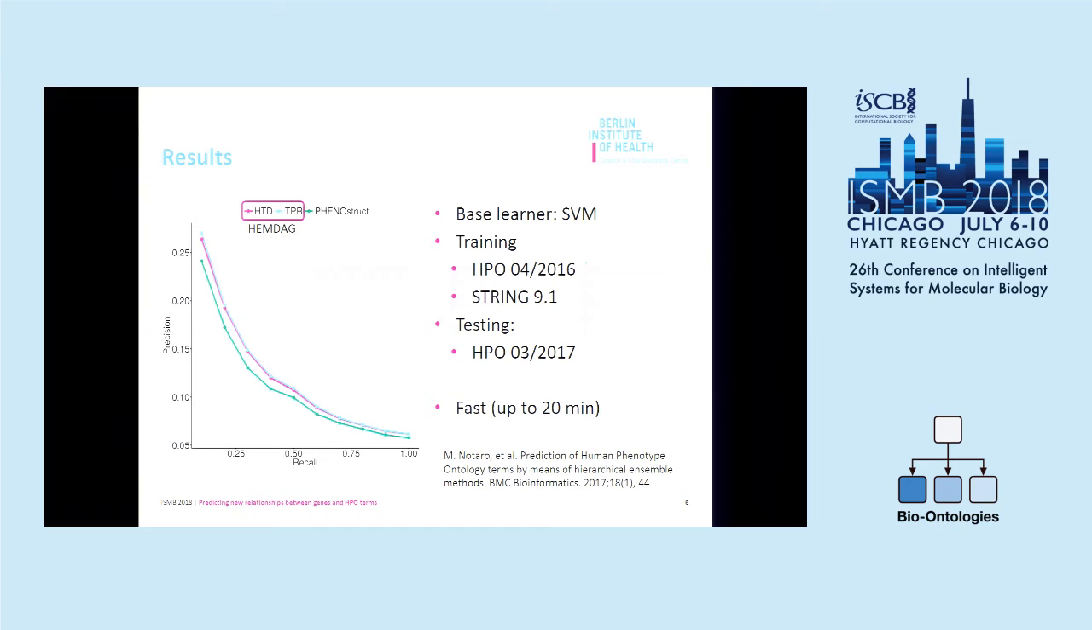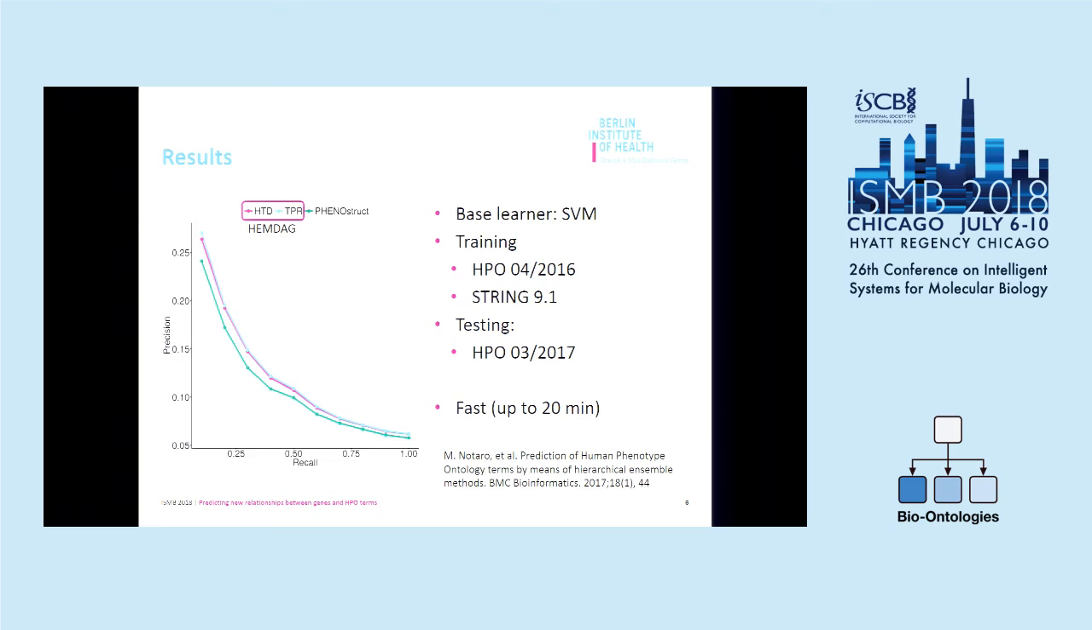Just one slide of results. Here are two algorithms in the HEMDAG software package. Down there you have the publication where they are described and compared to Phenostruct. Phenostruct, that's a precision-recall curve, is working quite well, but these two HEMDAG algorithms are a bit better here. Here we used the support vector machine as a base learner.